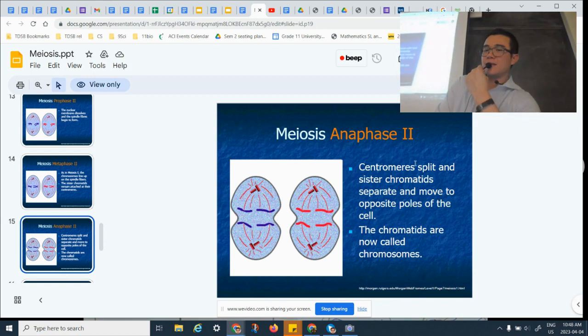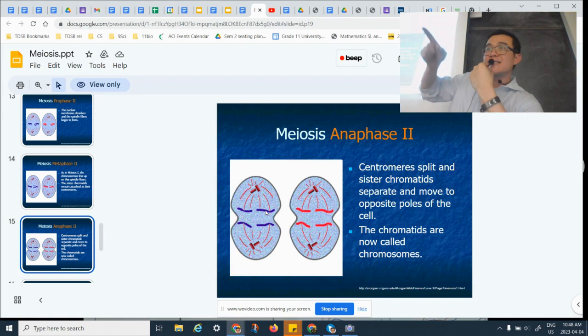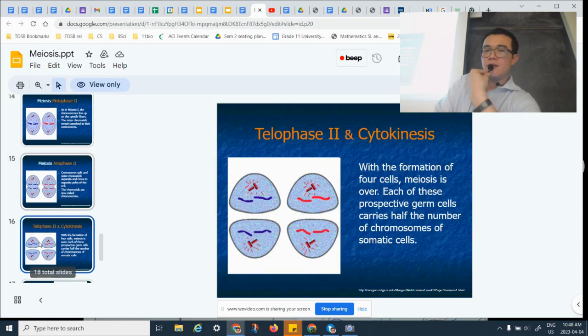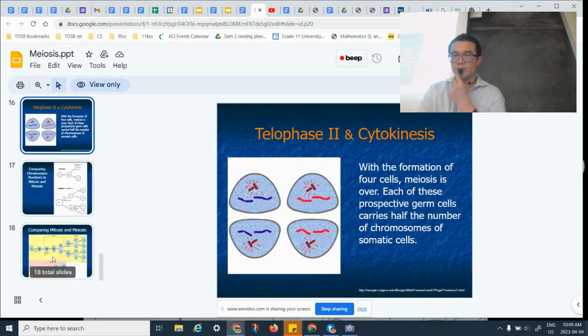Anaphase 2, as I said, the centromeres split. Now the sister chromatids are separated to move into the opposite poles because these are now distinctively their own blobs under the microscope. So these sister chromatids are now called chromosomes. Last but not least, you now have 4 gametes, each with half the chromosome number of the somatic cells. Okay, regular body cells.